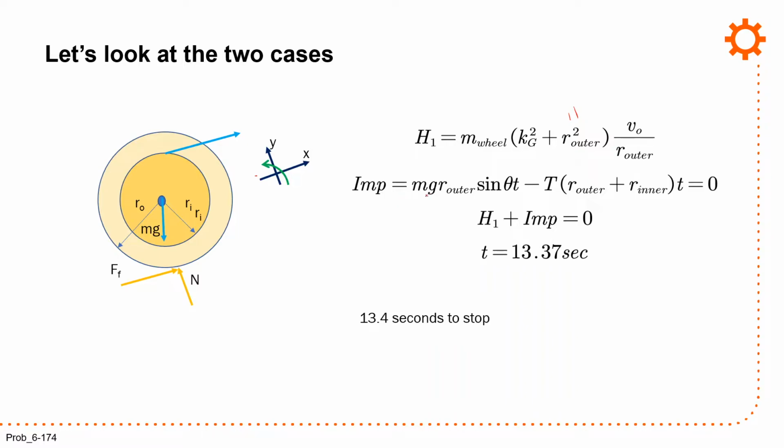The impulse delivered is going to come from the weight and the tension. And here the tension is R outer, R inner. The weight is just going to be the component acting in the sine theta direction. That's the only one that does a moment. And you'll notice that the two orange forces actually act through the point of contact, and so don't play a role in the moments. So H1 plus impulse is equal to 0, and I end up with a positive value of 13.4 seconds. So 13.4 seconds to stop if the tension is up here.